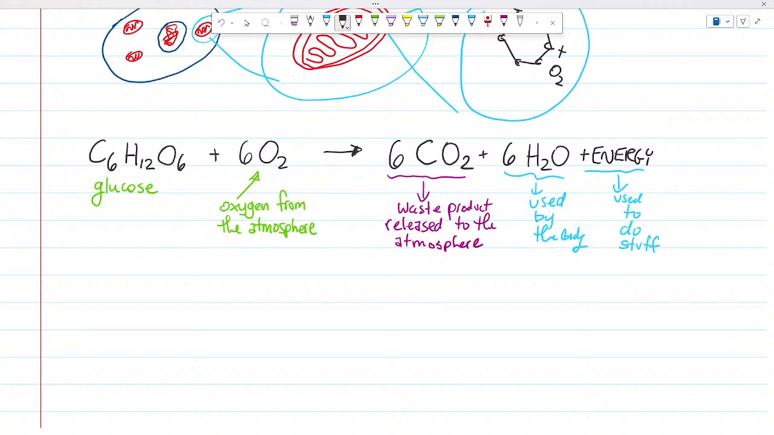But your cell isn't designed to use glucose directly. We take the glucose, we burn it, we store that energy in another molecule, and then we use that molecule directly to do stuff. You don't have to know any of that for this course, but it's kind of helpful to know what's going on.